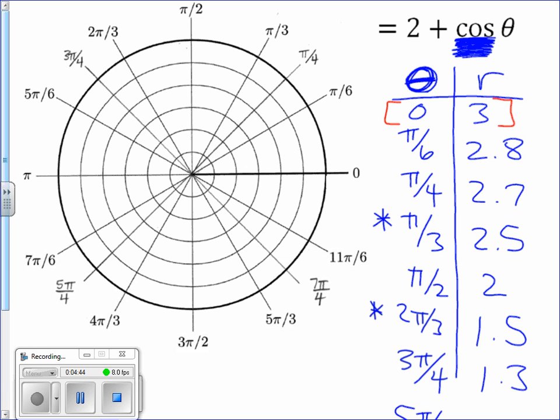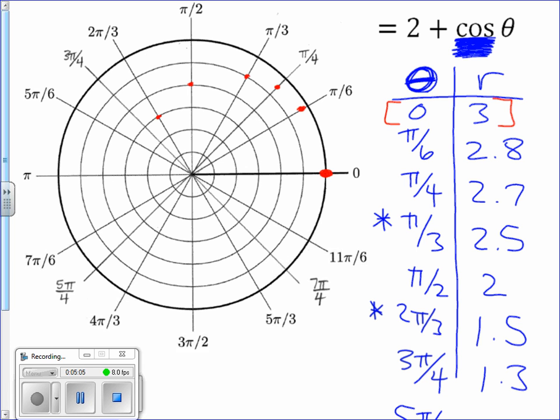I'm right here. If I'm going to go 0 radians, I'm going to move out a radius of 3. That's why we use r, in case you were wondering. At pi over 6, it's 2.8. We'll put that there. At pi over 4, it's 2.7. At pi over 3, it's 2.5. At pi over 2, it is 2.